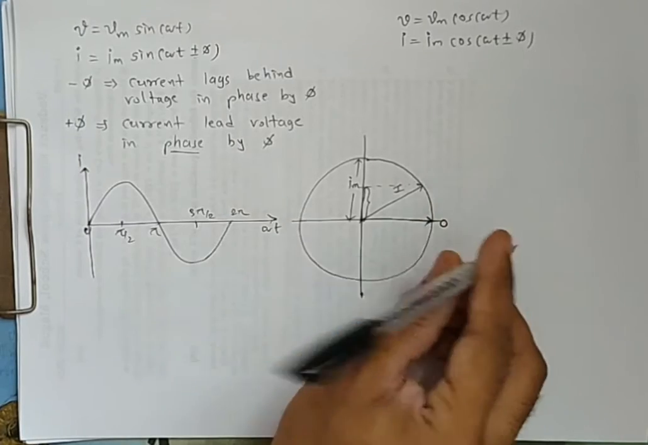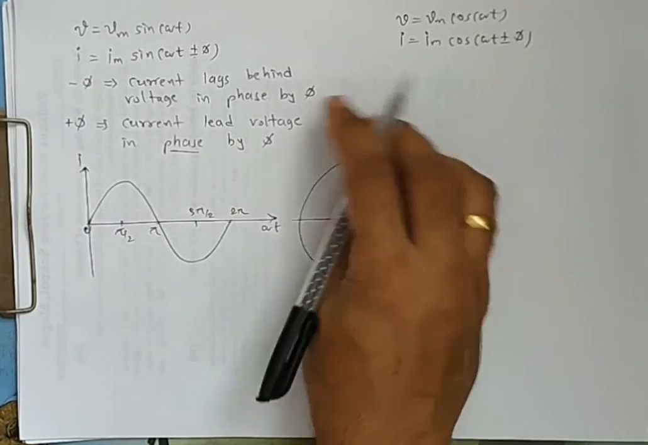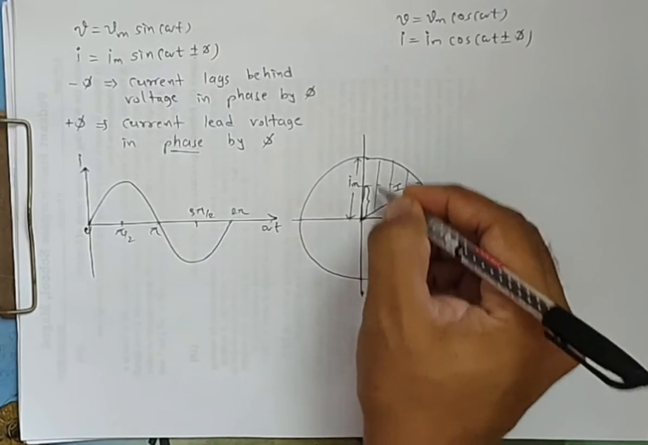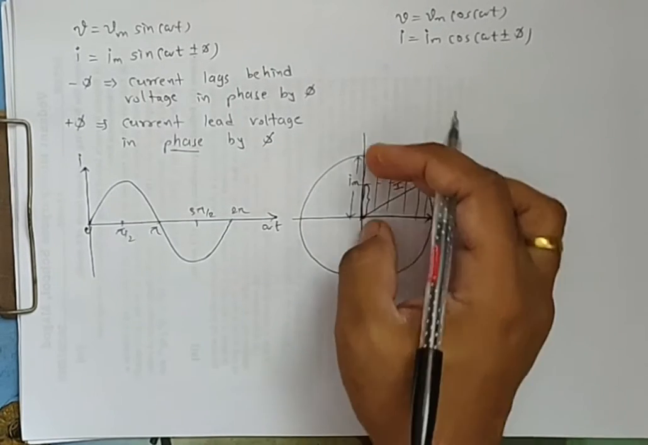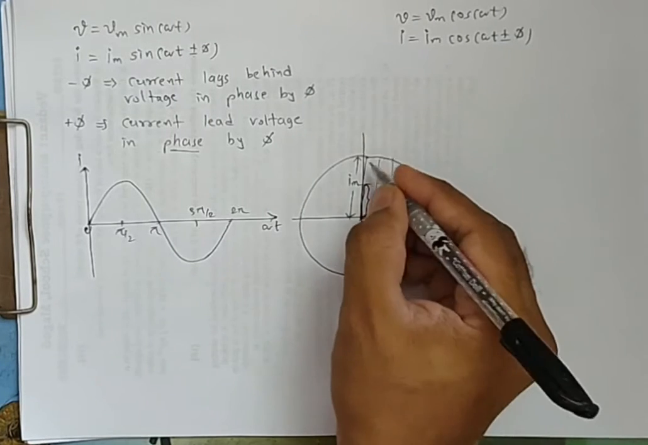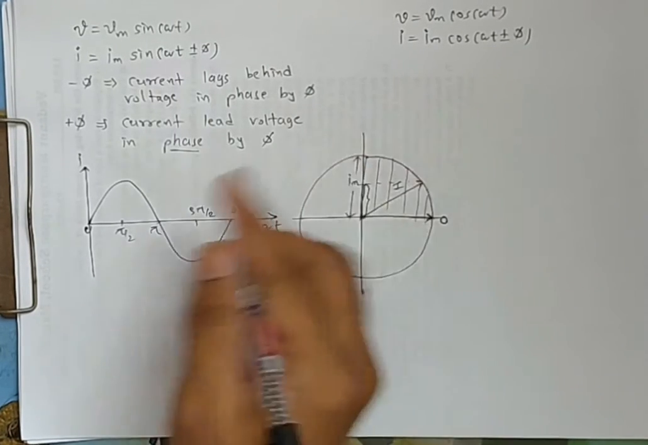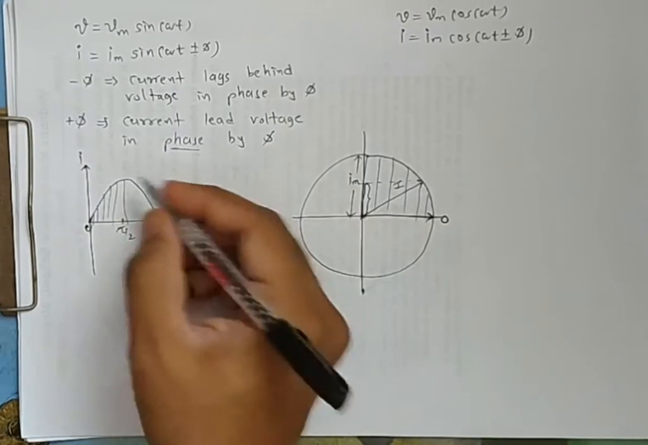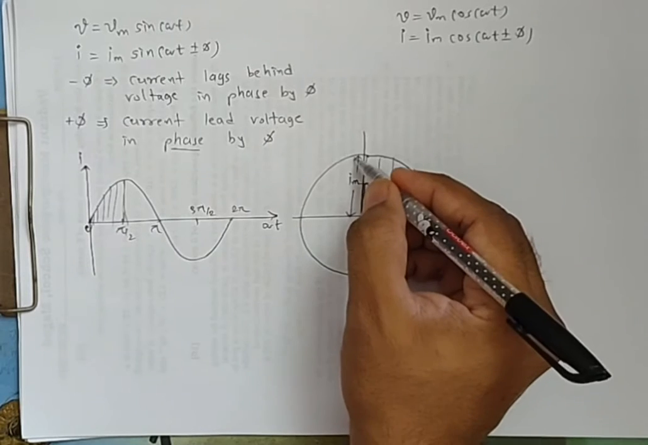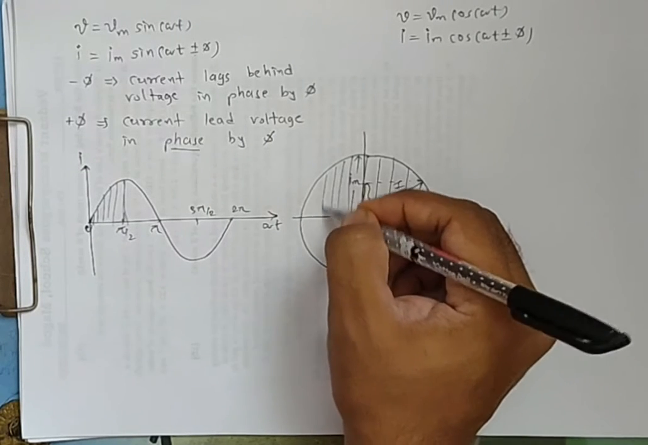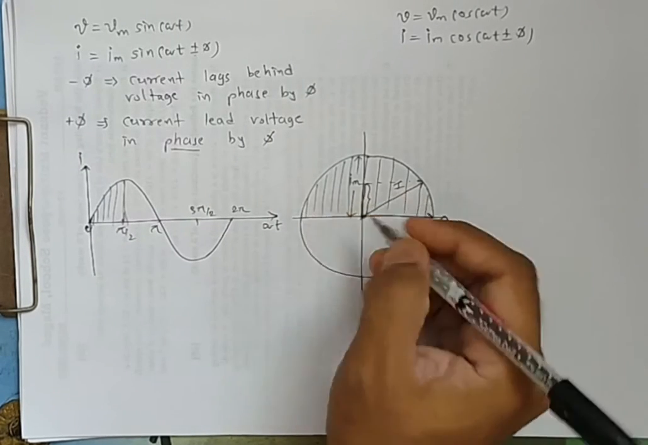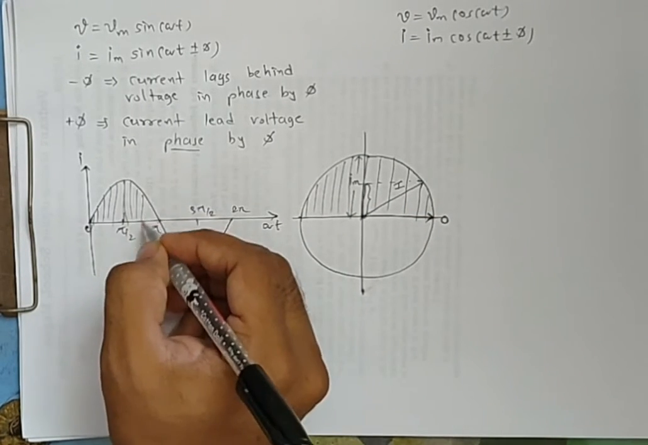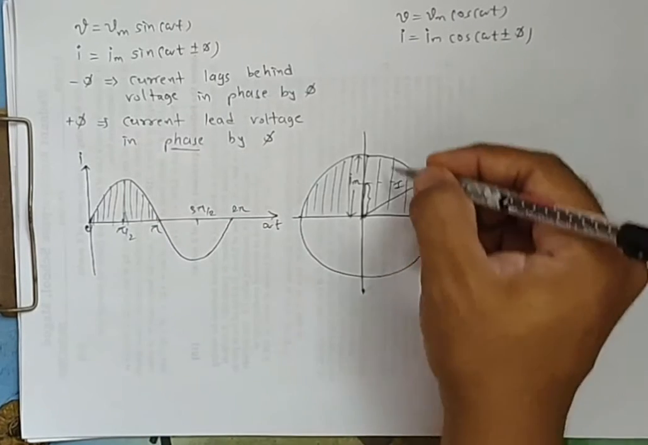As this vector rotates in the anti-clockwise direction, the y projection is increasing up to what? Up to the value of pi by 2. At pi by 2 angle, it is maximum, that is equal to Im. So the y projection of this vector represents these values, and after pi by 2, if you rotate further, then up to pi, this will decrease and it becomes 0 at pi. So this is the y projection of this vector.